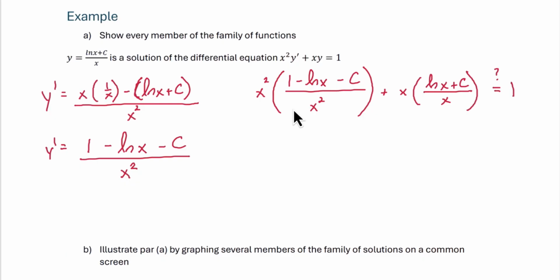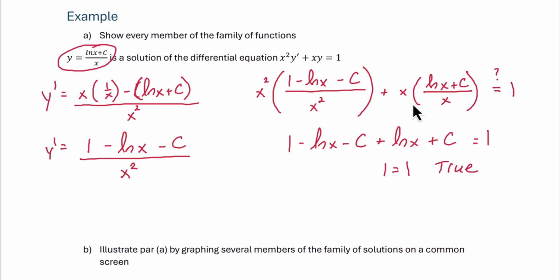First, notice the x squared will cancel. 1 minus ln x minus c plus, here the x's go away, that's ln x plus c equals 1. And now we get 1 equals 1. This is a true statement. 1 does equal 1. Since it's true, we can say that y is a solution to the given differential equation.